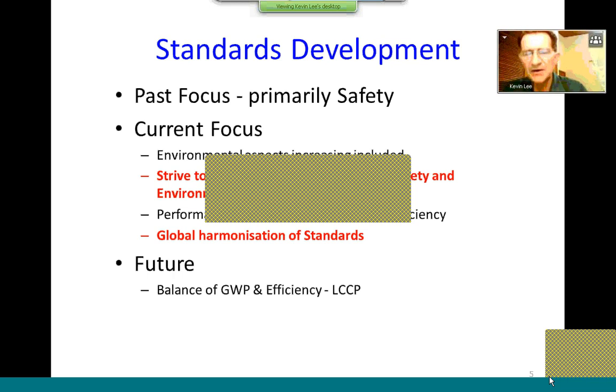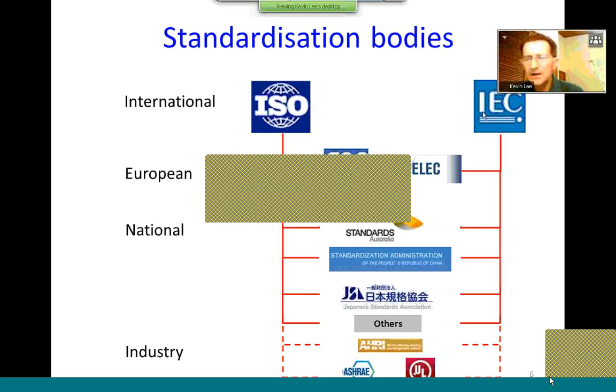And of course here, a big focus at the moment is on the harmonisation of standards. We haven't got there yet, but work is currently under way and starting to develop standards that get the right balance of global warming potential and efficiency. This is termed the life cycle performance.